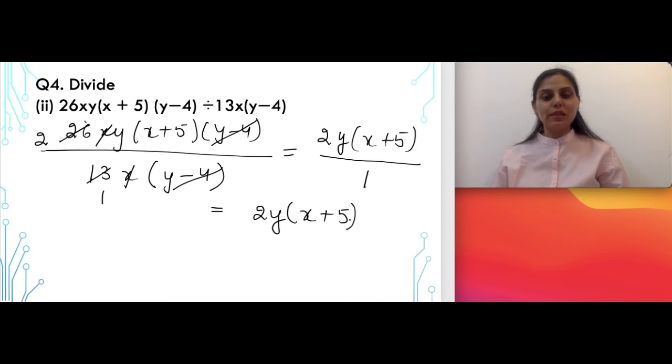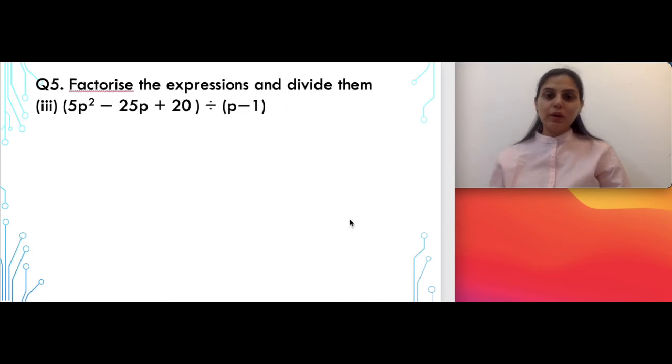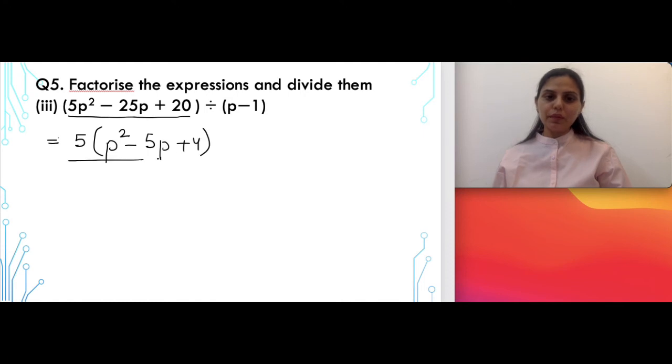So I hope this question is again clear to you. Now let's move on to question number 5. In question number 5, we are supposed to factorize the expressions and then divide them. We have already done the process of factorization in the previous exercise also. So let's see how we are going to factorize the numerator first. From the numerator, if you see all the terms clearly, 5 can be taken out common. So after taking out the common term 5, the terms which are left inside are p square minus 5p plus 4, and in the denominator the term given is p minus 1.